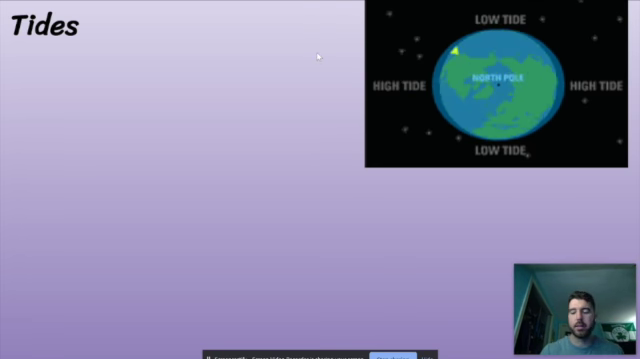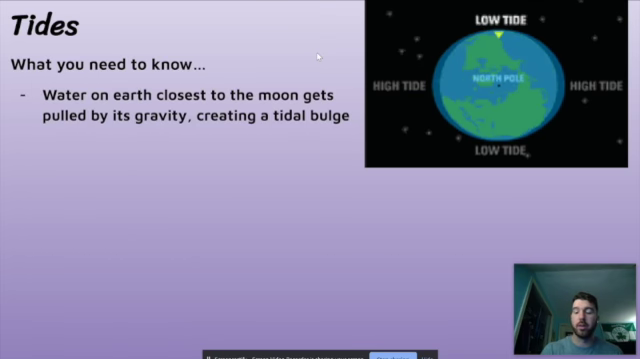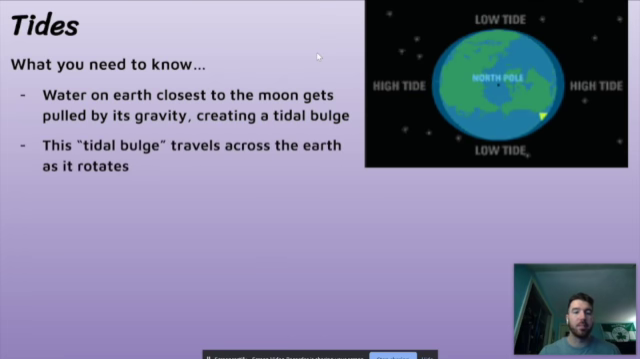So for the tides, what you need to know is how the moon and sun and their gravitational pulls are responsible for the tides that we have on Earth. So you need to know that water on the Earth closest to the moon gets pulled by its gravity. And when this happens, it creates a bulge on that side of the Earth. This tidal bulge travels across the Earth as it rotates. You can see in this image, we have two tidal bulges right here. That's where high tide is on the Earth.